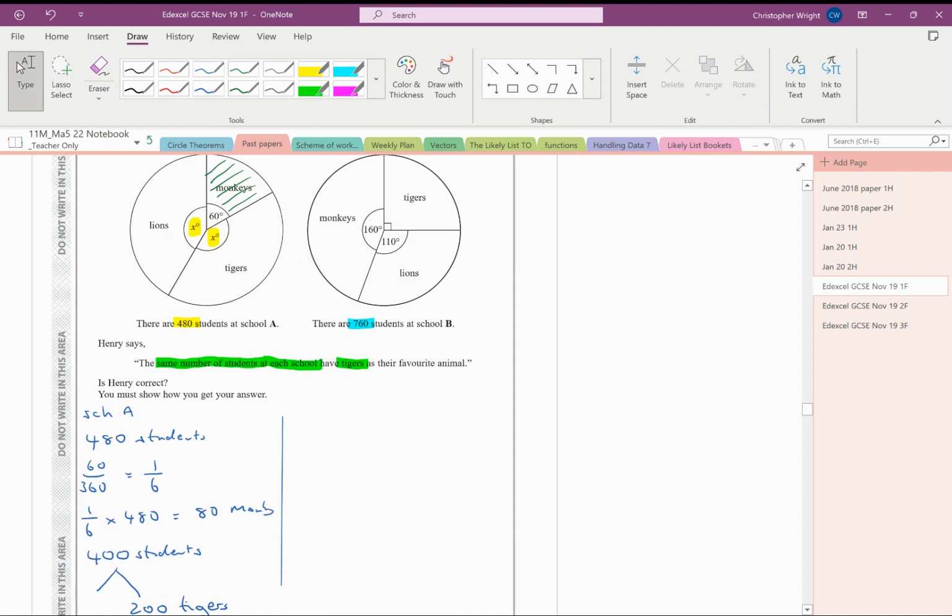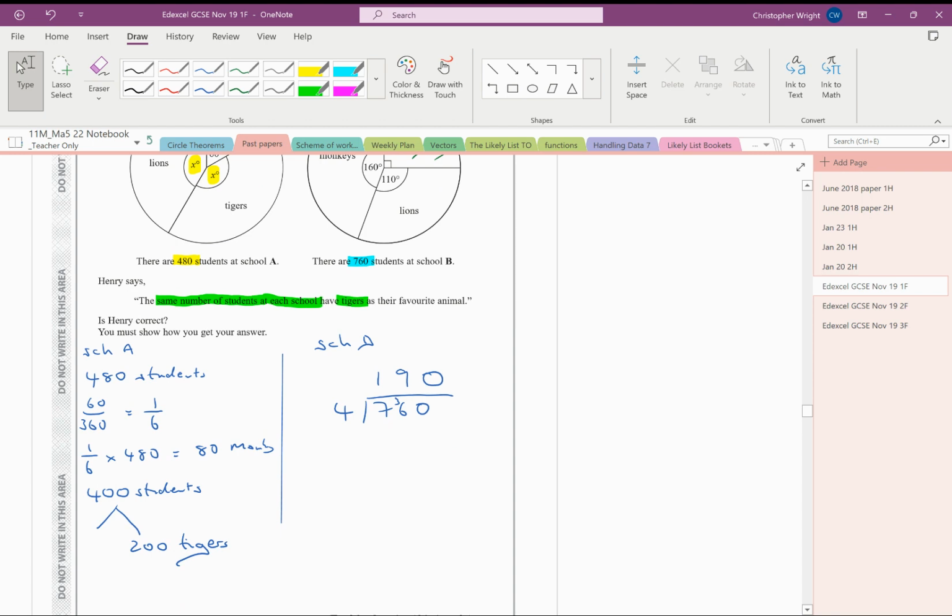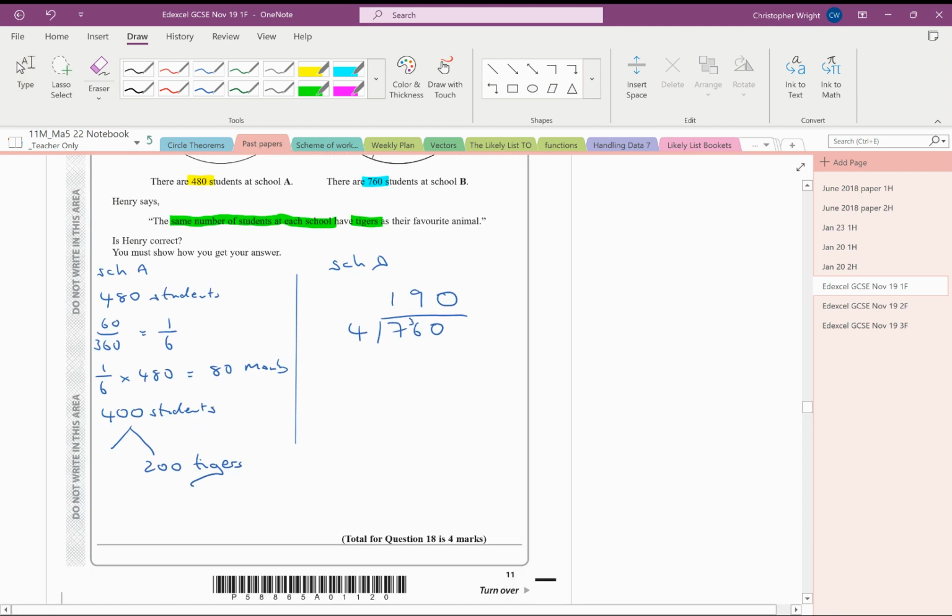In School B, how many like tigers? Let's have a look at School B. Here's the tigers section of the pie chart, and I see a quarter of the students like tigers at School B. So I'm going to do 760 divided by 4. 4 into 7 goes 1, remainder 3. 4 into 36 goes 9. 4 into 6 goes 1 remainder 2, so 190 students have tigers in School B as their favourite animal.